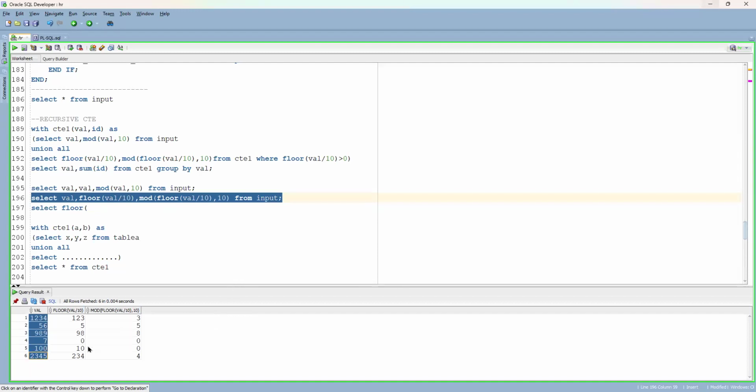So for this, task one is to remove the unit digit, and now you got 123 and all those things. Now on top of it, I'm applying mod again to get the unit digit of this. And now this unit digit is nothing but the 10th digit of this original value. Got it? Clear?